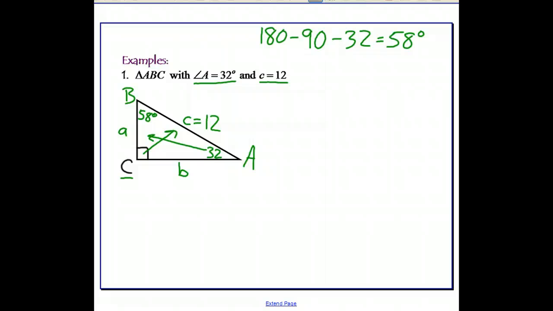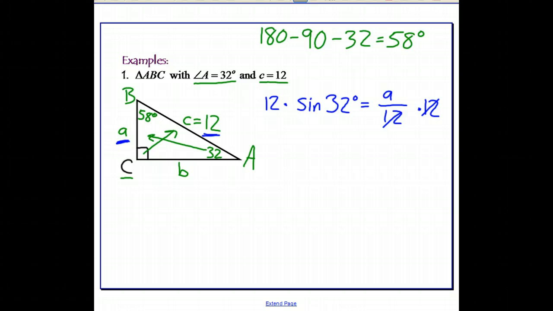So we have our 3 angles, we have one side. How do we find the other 2? Well, let's employ some of our SOHCAHTOA here. Let's say the sine of angle A, which is 32 degrees, is equal to a, or our opposite side, over our hypotenuse, which is 12. Now in order to solve for a, let's multiply both sides by 12. Get rid of those.